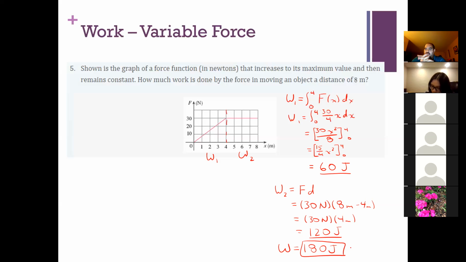Any questions for this example? All right.